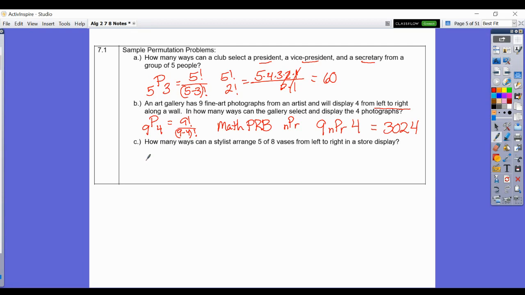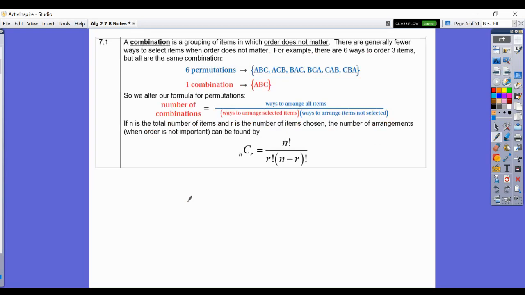Part C, how many ways can a stylist arrange 5 of 8 vases? I have 8 vases and I'm arranging 5. Make sure the bigger number goes first. If your bigger number is not first, that's not going to work out. Find a way to compute that, calculator or writing it out. And I got 6,720.